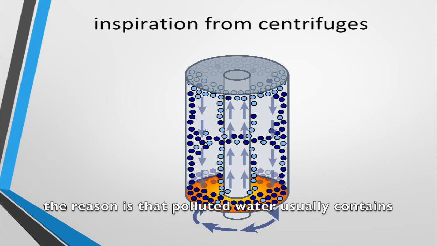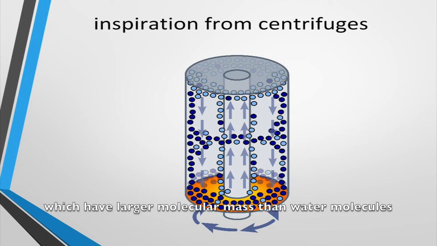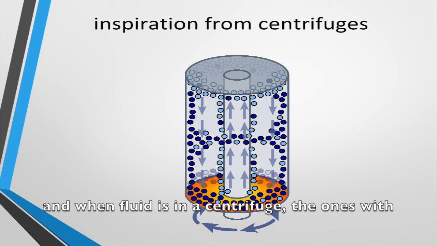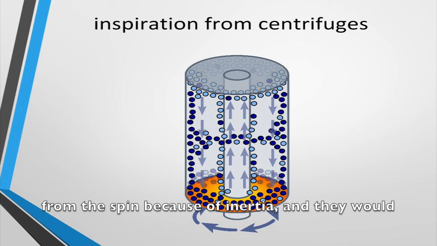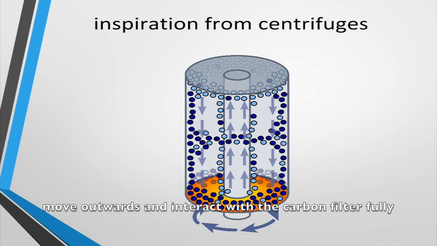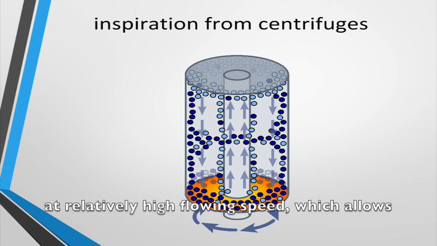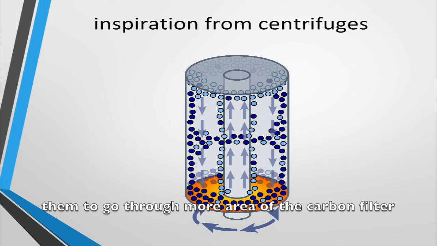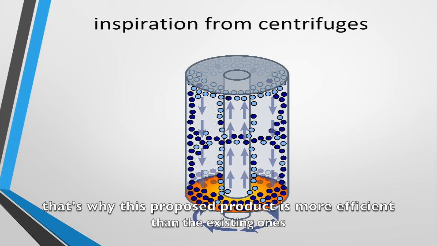The reason is that polluted water usually contains pesticides, heavy metals, and other particles which have larger molecular mass than water molecules. And when fluid is in a centrifuge, the ones with larger molar mass would experience a larger influence from the spin because of inertia, and they would move outwards and interact with the carbon filter fully at relatively high flowing speed, which allows them to go through more area of the carbon filter. That's why this proposed product is more efficient than the existing ones.